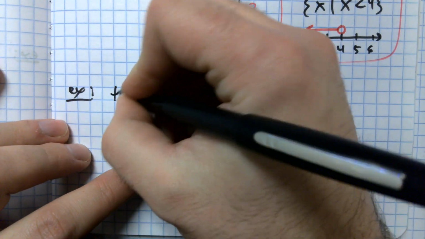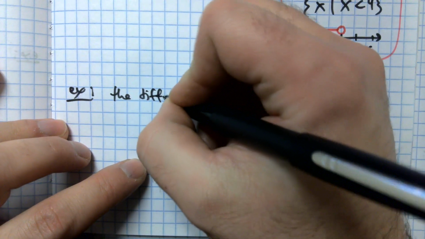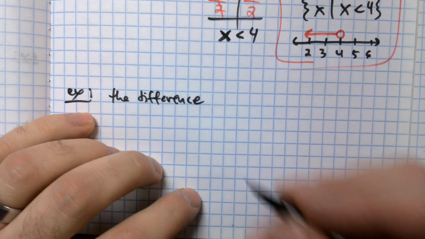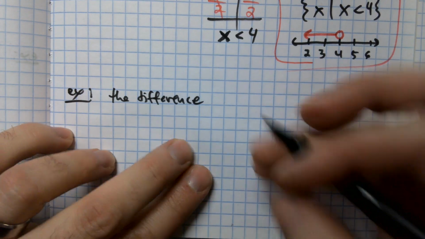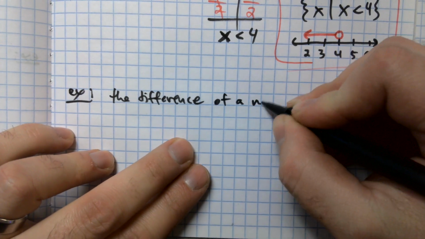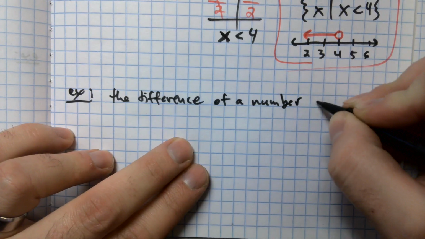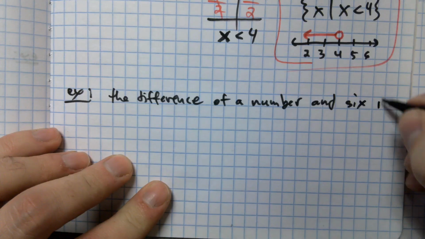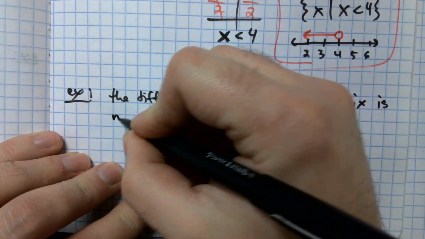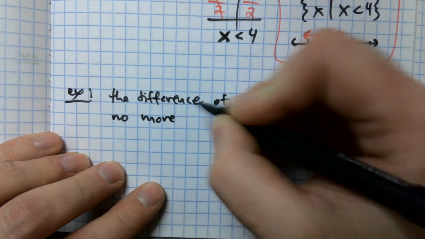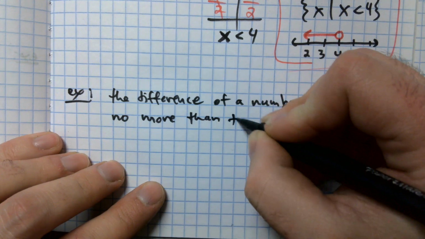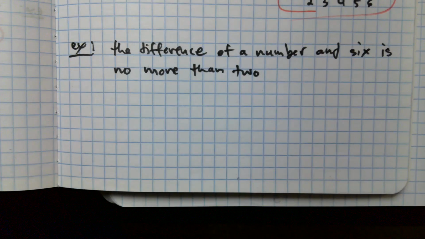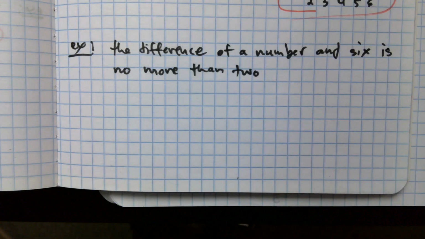Let's try it, everyone. The difference. Ooh, that's a good math word there. The difference of a number and 6 is no more than 2. The difference of or between a number and 6 is no more than 2.